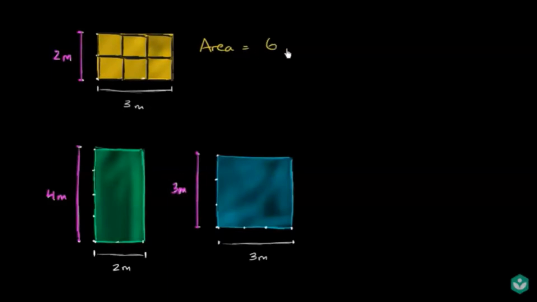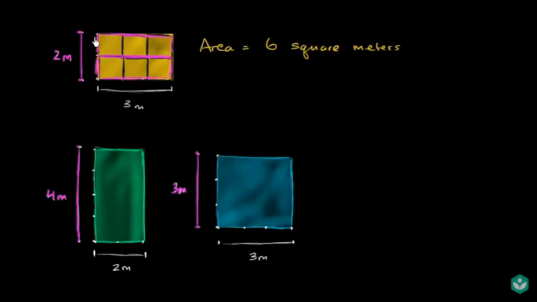Area is equal to 6 square meters. But something might be jumping out at you. Did I really have to sit and count 1, 2, 3, 4, 5, 6? You might have recognized that I could view this as really 2 groups of 3. Let me make that very clear. So for example, I could view this as 1 group of 3, 1 group of 3, and then another group of 3. Now, how did I get groups of 3? Well, that's because the width here is 3 meters. So I could put 3 square meters side by side.